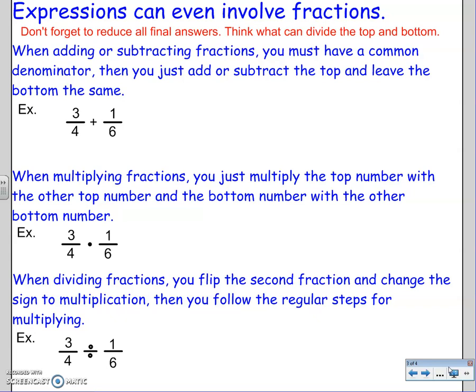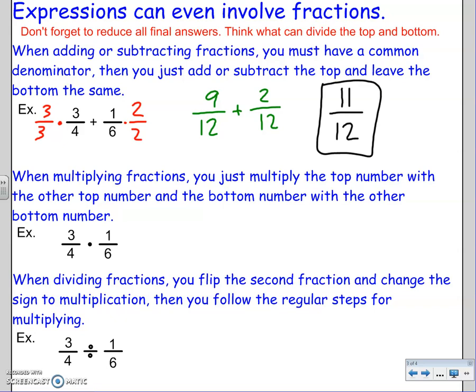On the bottom, that's too big. I can be smarter and make it smaller. Actually, the first time 4 and 6 meet up, it would be 12. To make the bottom 12, I have to multiply this left side by 3 over 3, and this right side by 2 over 2. If I do that, my problem becomes, and when you multiply, top times top, bottom times bottom. So 3 times 3 is 9. On the bottom, 3 times 4 is 12. Plus 1 times 2 is 2. 6 times 2 is 12. And I can combine those two together. 9 plus 2 is 11 over the same bottom 12. So there we go. That's simplified.